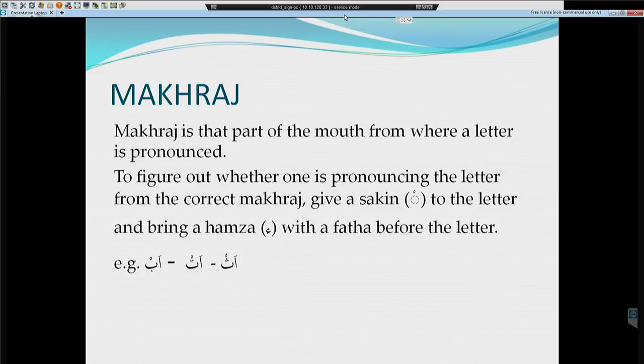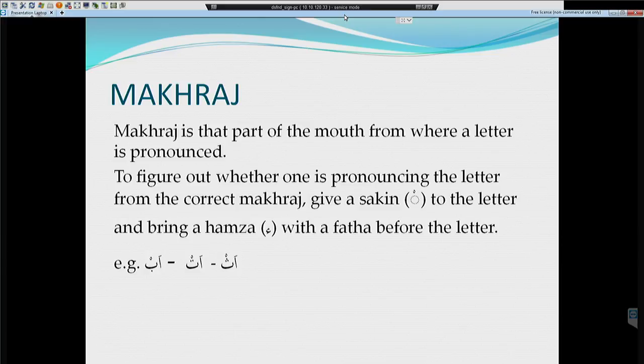Why is it that one has to actually do this technique? Because, for example, the letter hamza. The actual sound of hamza does not sound anything like the letter name itself. The letter name is hamza, but it's pronounced a. That's how it's pronounced, but you can't translate that through the letter's name. That's why, to actually figure out the makhraj of the letter, you give the letter a sakin and before it add a hamza with the fatha on top. You can do that to any letter.